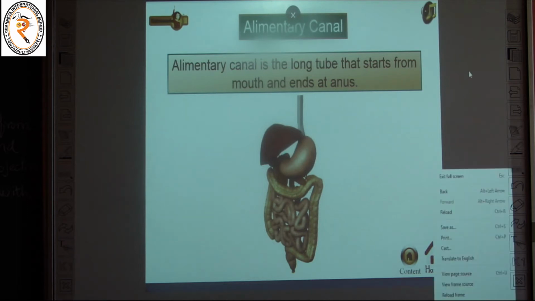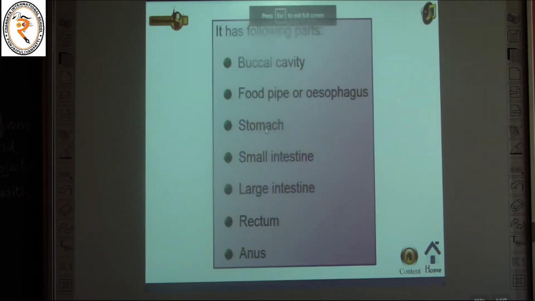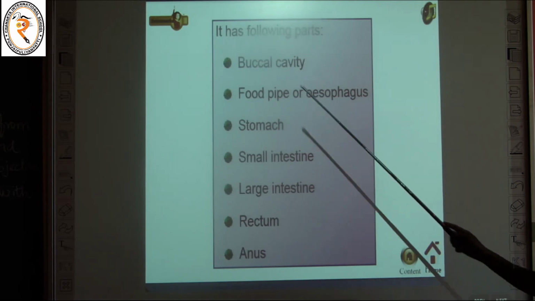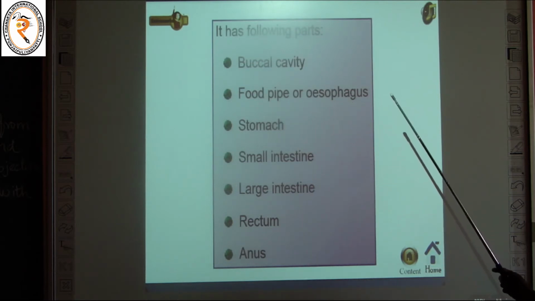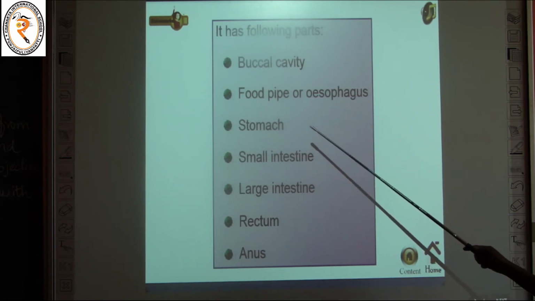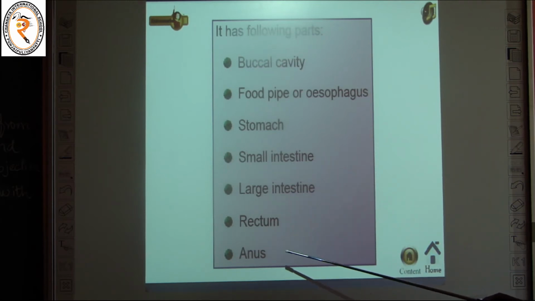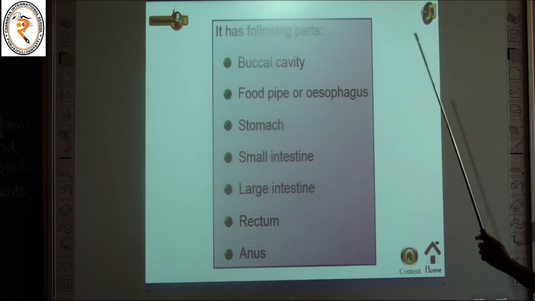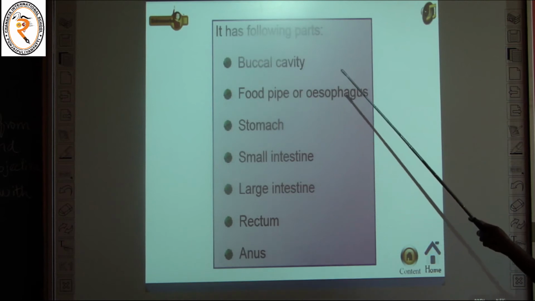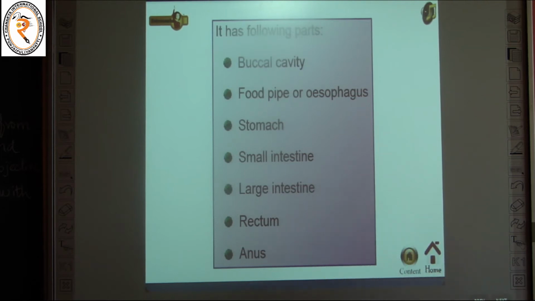The next one. The alimentary canal has the following parts. Buccal cavity, it starts with the mouth. The second one, food pipe or esophagus. The third one, stomach. Fourth one, small intestine. Fifth one, large intestine. Sixth one, rectum. And the last part is the anus. So it starts with the mouth and ends with the anus. These are the parts of the alimentary canal. The next one.